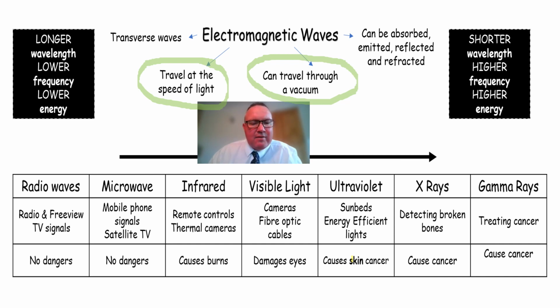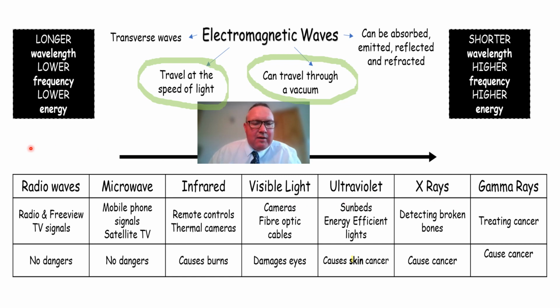So the waves of the electromagnetic spectrum are radio waves, microwaves, infrared, visible light, ultraviolet, X-rays, and gamma rays. We have to learn them in this order because we're learning them in order from the longest wavelength, which is radio waves, up to the shortest wavelength, which is gamma rays. We're learning them from lowest frequency, radio waves, up to the highest frequency, which is gamma rays. And we're learning them from lowest energy, radio waves, to the highest energy, gamma rays. Radio waves, microwaves, infrared, visible light, ultraviolet, X-rays, gamma rays.